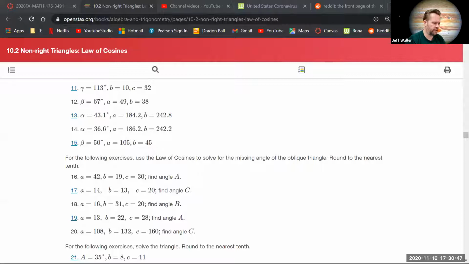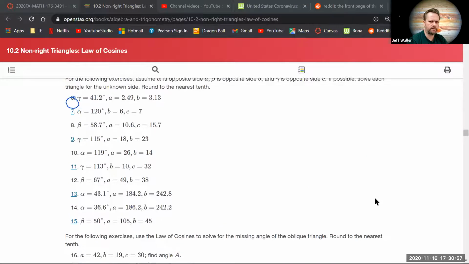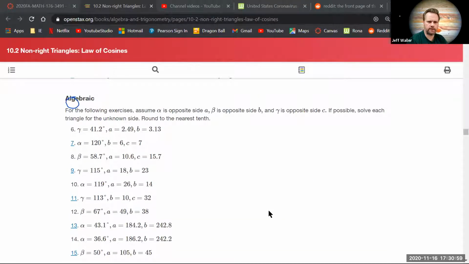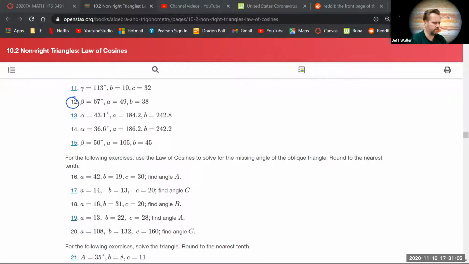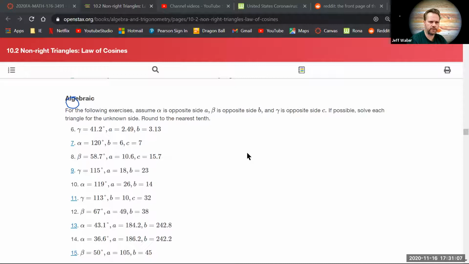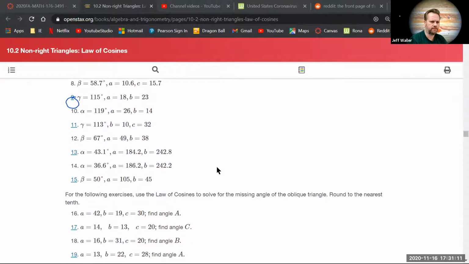So right now I've got problem 12 in 10.2, and then I got a question from 10.3. So this one here. And it says, if possible, solve each triangle for the unknown side. That's all it wants, is the unknown side. So you don't have to completely solve the triangle. Let me see. Yes, good. That's always nice to see.